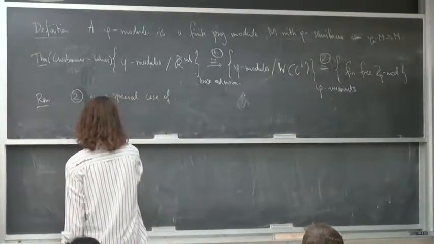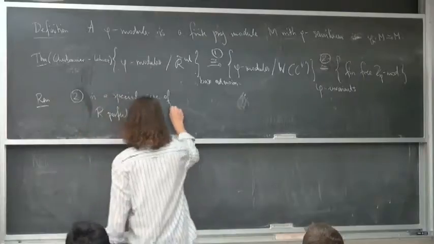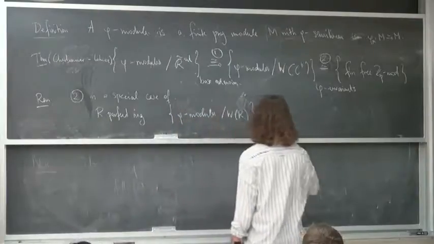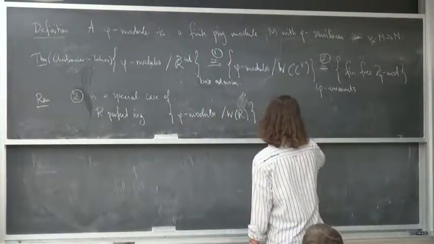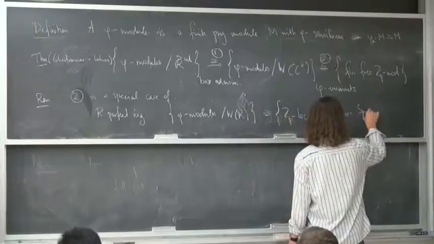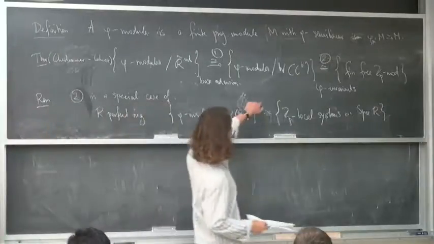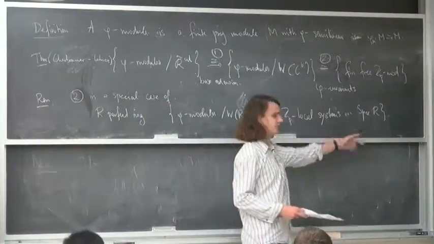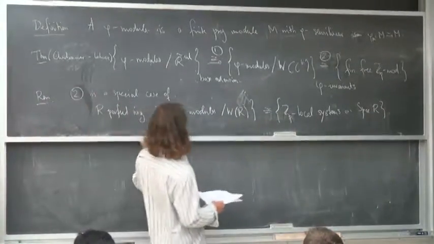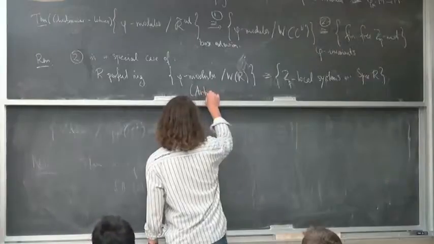This is a special case of the following result: if R is any perfect ring, then phi modules over the ring of Witt vectors are equivalent to Z_p local systems on Spec R. And so in particular, if R happens to be an algebraically closed field, as is the case here, then all of those are trivial and they are just given by the fiber at this geometric point, which is a finite free Z_p module. Such a theorem is sometimes called Artin-Schreier-Witt theory or so.